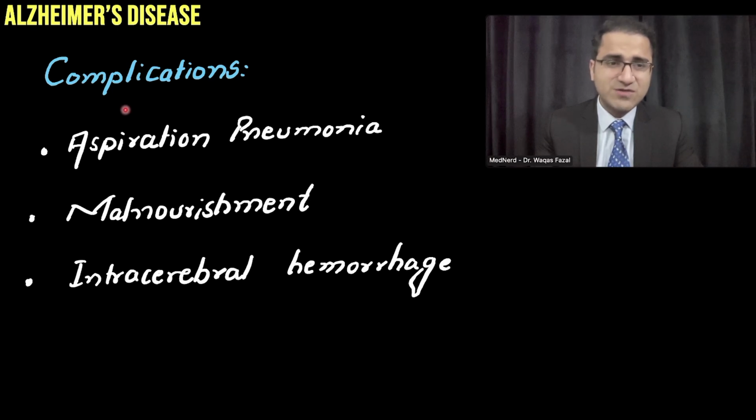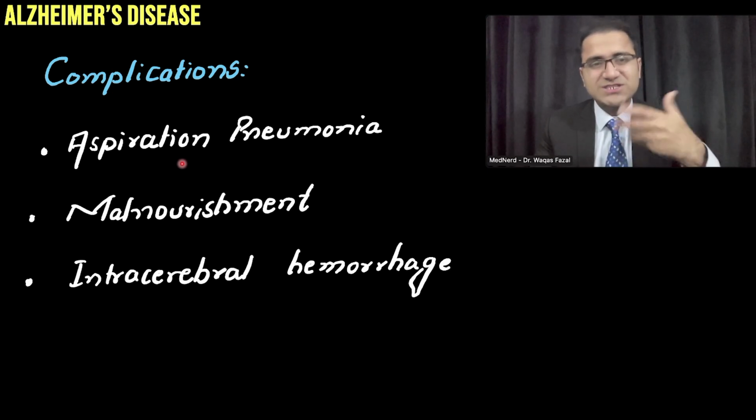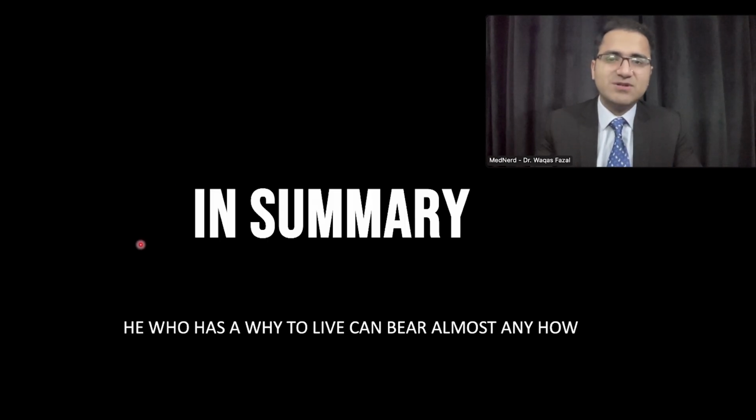The complications of Alzheimer's disease include aspiration pneumonia, a very important complication and a common cause of death in these patients. Because if you force feed these patients, they develop aspiration, malnourishment, and intracerebral hemorrhage.